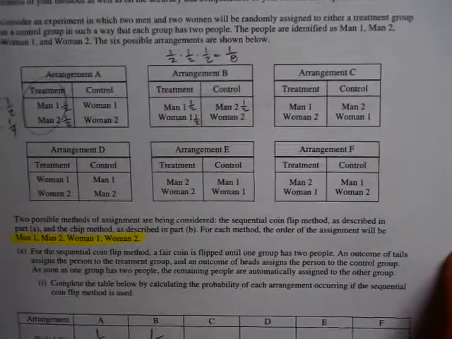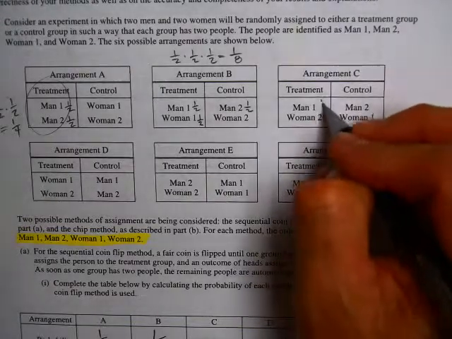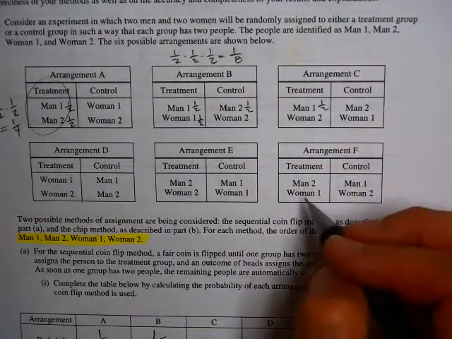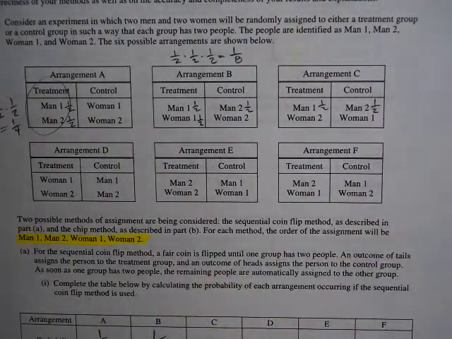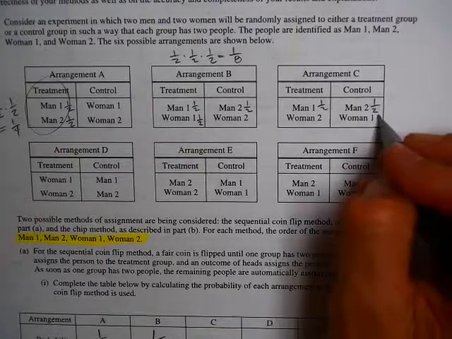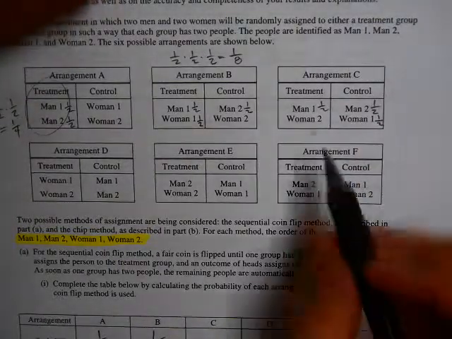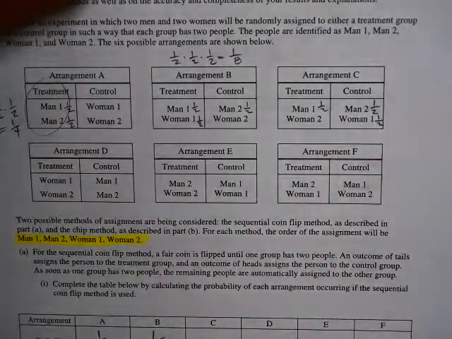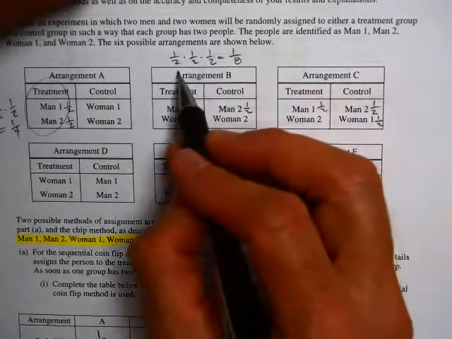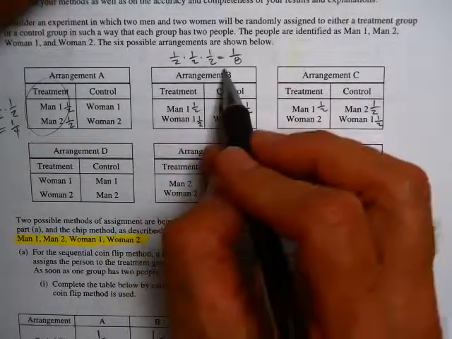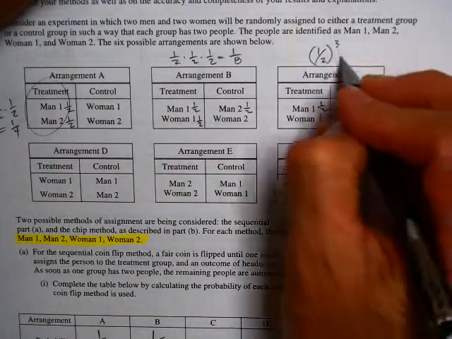C. Man 1 flips, he gets into the treatment. Man 2 flips, he's into the control. The treatment group is not filled, so woman 1 flips, and she also gets into the control. The last flip is unnecessary because woman 2 is going to fit right in there anyway. They're going to push her in. So same calculation as arrangement B, 1/2 to the 3rd power is 1/8.